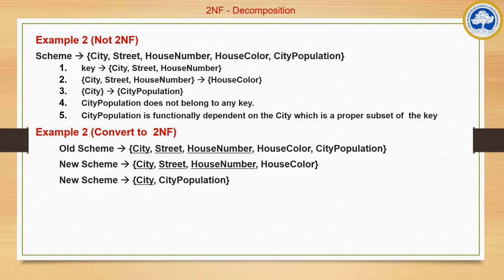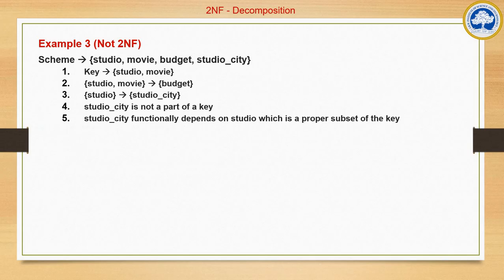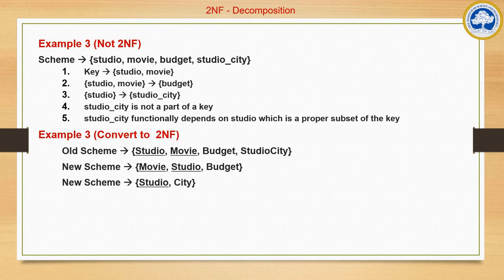I hope now you can understand. One more example, if you want: studio, movie, budget and studio city. Here the key attributes are studio and movie. Budget is dependent on studio and movie, and studio city depends only on the studio, not on the movie. So you can decompose it as studio and studio city in one schema, and the remaining attributes in another schema.